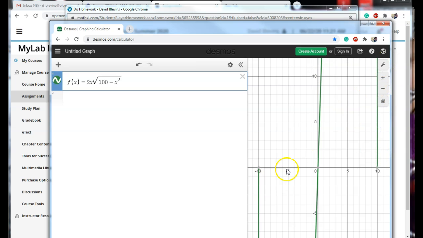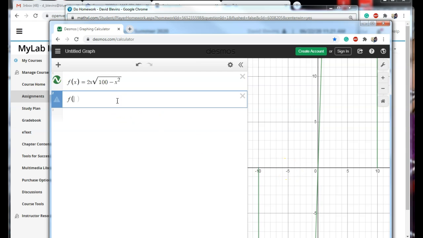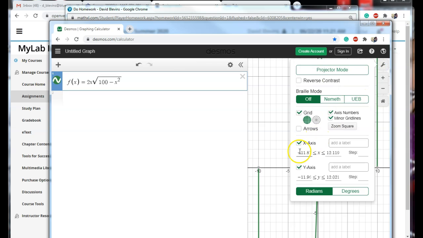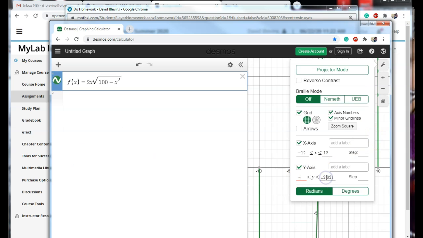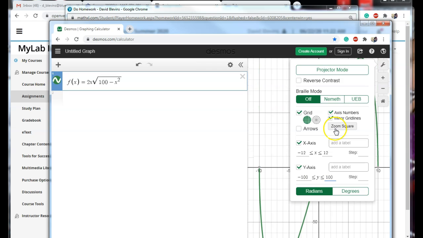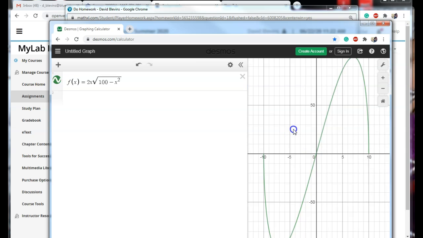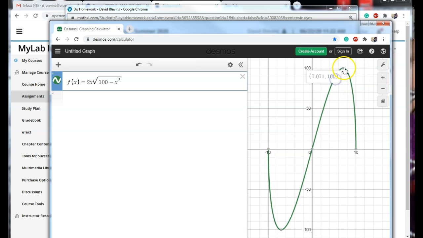So I can plug in something like negative 5 to see how high up or down this needs to go. I can plug in other numbers and see, do I need to get anything higher than 100 or something? Negative 100 is what it's looking like. So I can now change my window from, let's do negative 12 to 12, and then go down to negative 100 and up to 100. And I can see that that's the range that I need to be in. I can see those critical points, right? And I can see those endpoints.